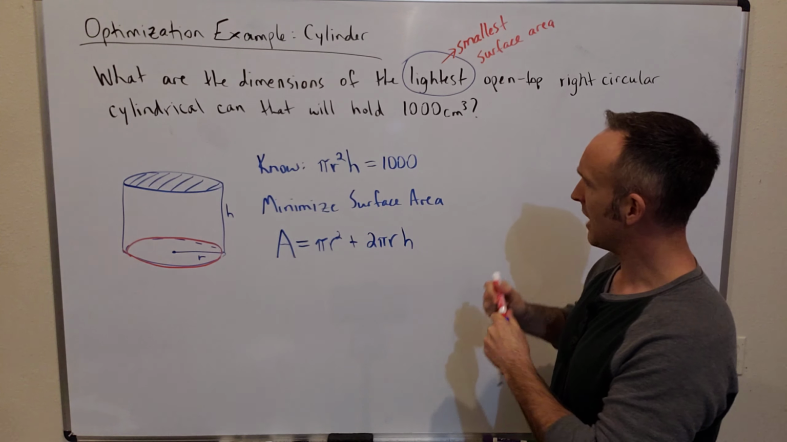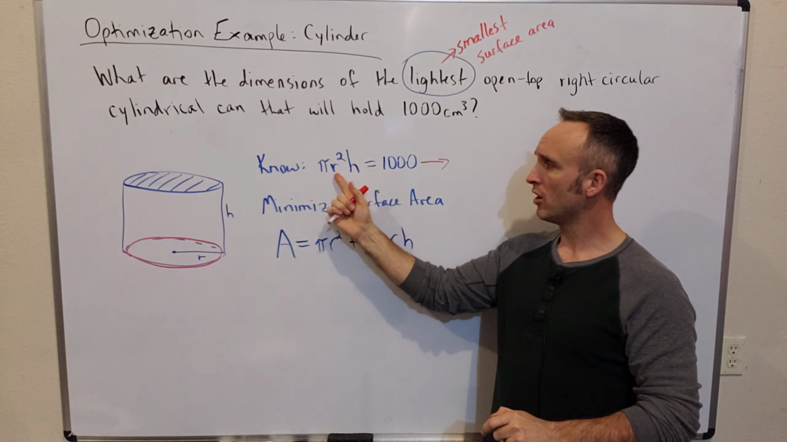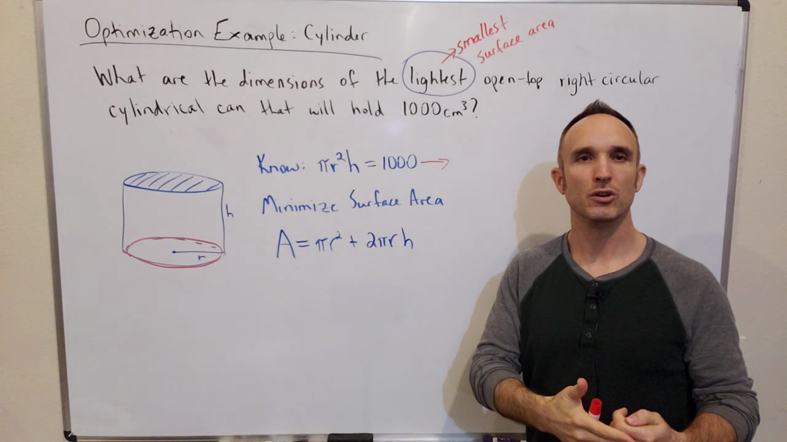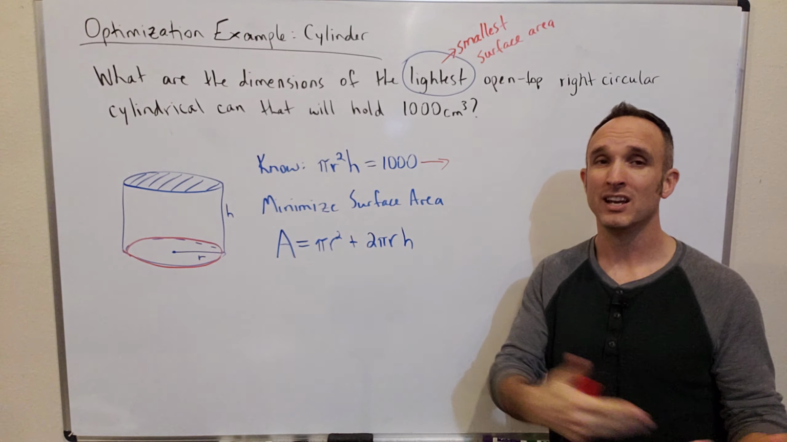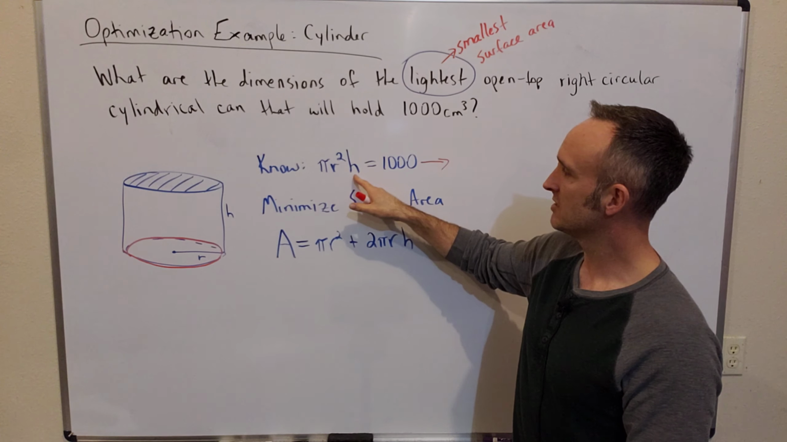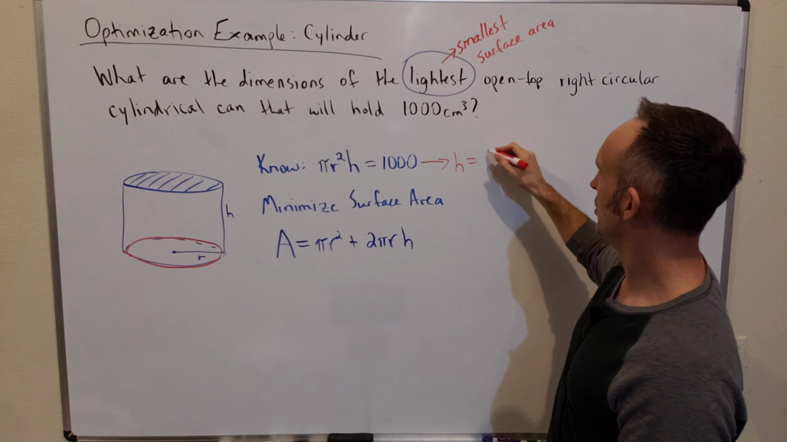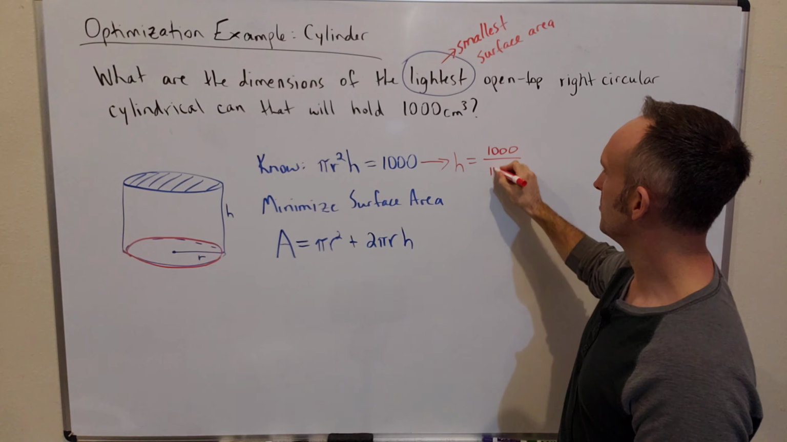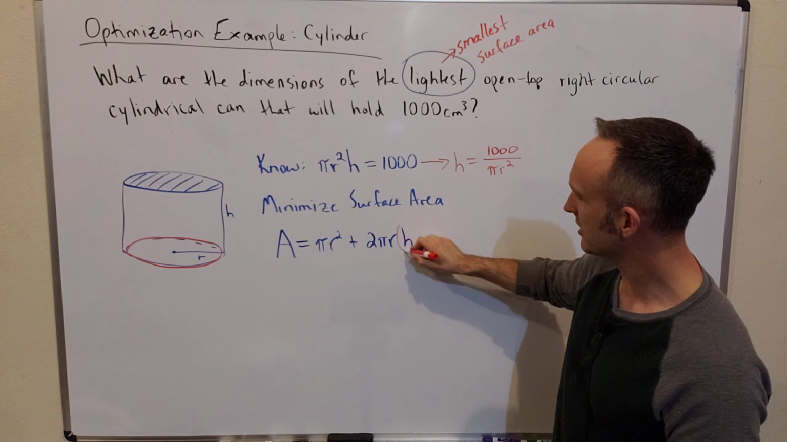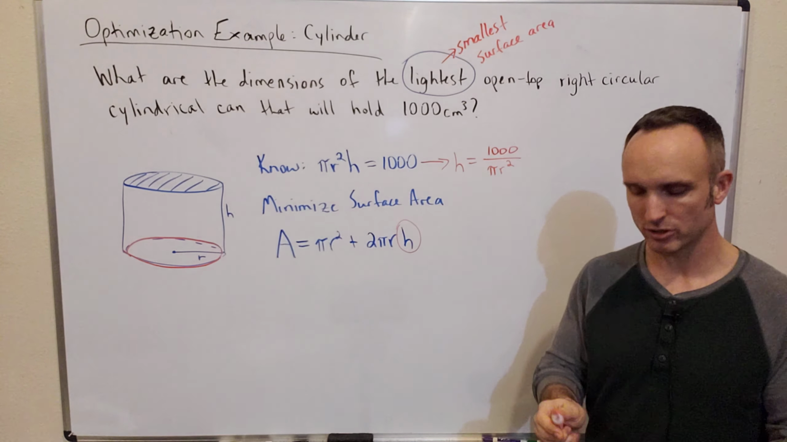The other thing is, I'm going to have to come to this equation and solve for r or for h. Solving for r would require the use of a square root. I want to avoid those if possible, because with my derivatives later, I want to keep the derivative as simple as I can. So I'm going to solve this for h simply by dividing both sides by pi r squared. So h equals 1,000 divided by pi r squared. And now I can come back down here and replace this h with that expression, and my area function will all be in terms of r.